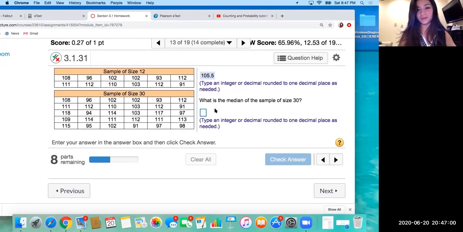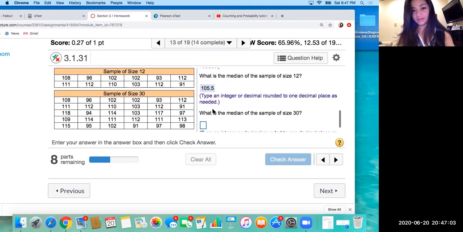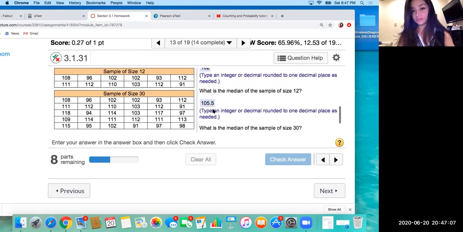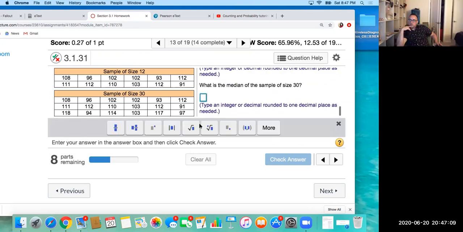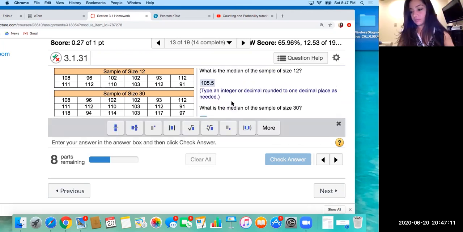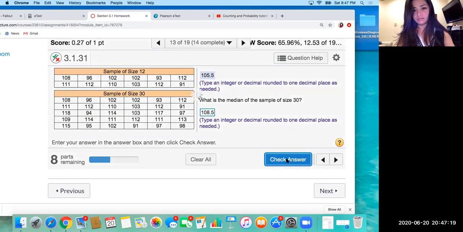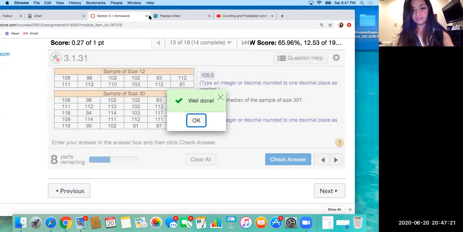Okay. What were we doing? Guess you just had, what, one more for the size 30? That's it? Yeah, 105. I think that was it, right? Okay, well done. Cool.